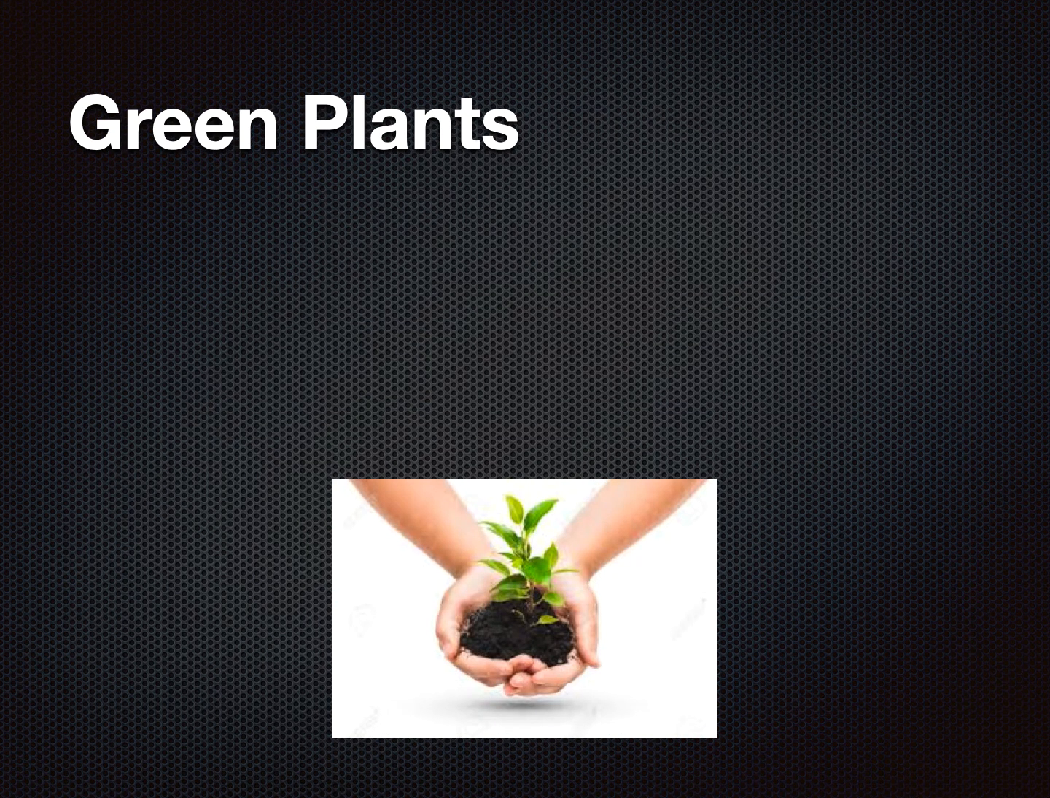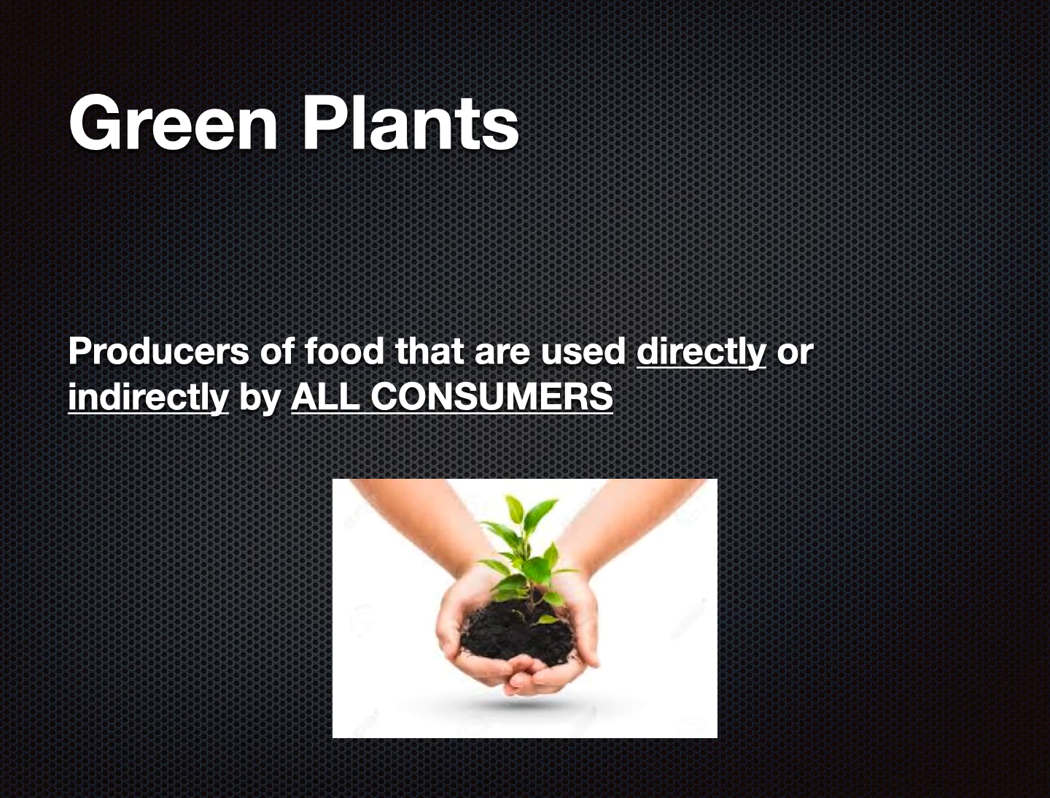Now let's go down the food chain components. It starts with green plants. They are the essential thing. And these are producers of food that are used either directly or indirectly by all consumers.